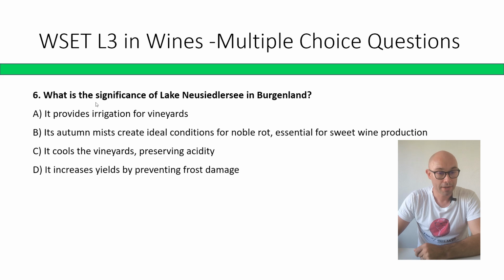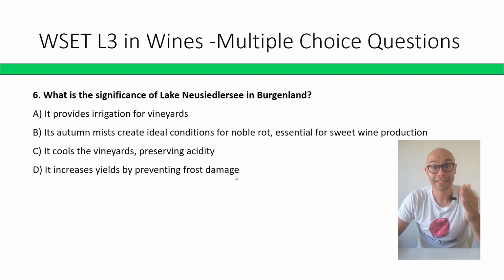What is the significance of Lake Neusiedl in Burgenland? It provides irrigation for the vineyards. Its autumn mists create ideal conditions for noble rot, essential for sweet wine production. It cools the vineyards, preserving acidity. It increases yield by preventing frost damage.